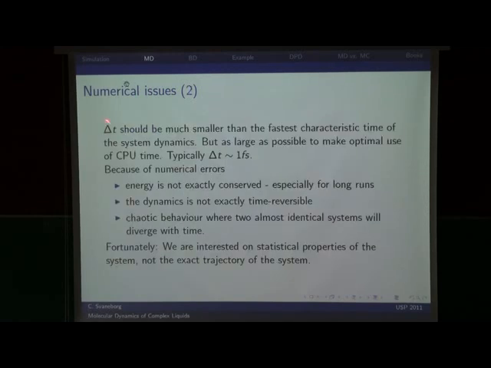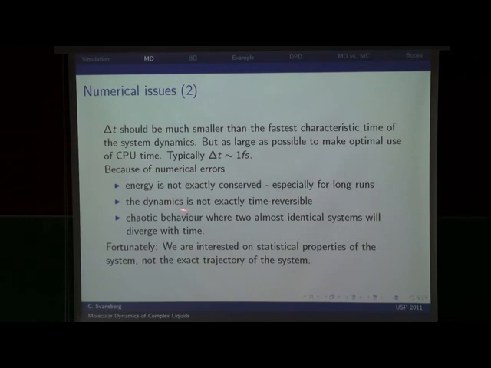So we should pick the time step to be much smaller than the fastest characteristic time of the system dynamics. Otherwise, the numerical integration is very stupid. But it should also be as large as possible because it takes time. If you take a time step 10 times shorter, the simulation will take 10 times longer to get to the same point. The typical value is around 50 seconds. And because of numerical errors associated with discretization, the energy is not exactly conserved, especially for long runs.